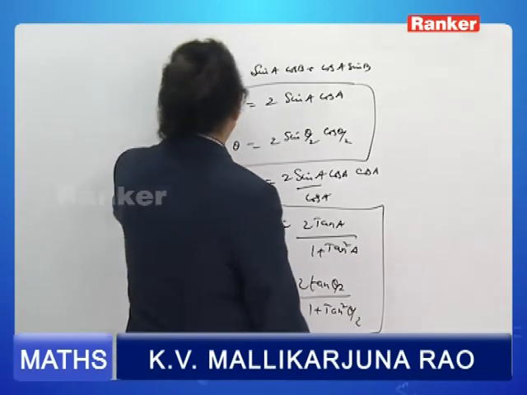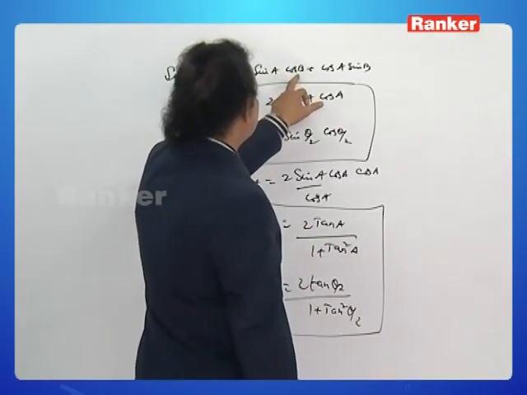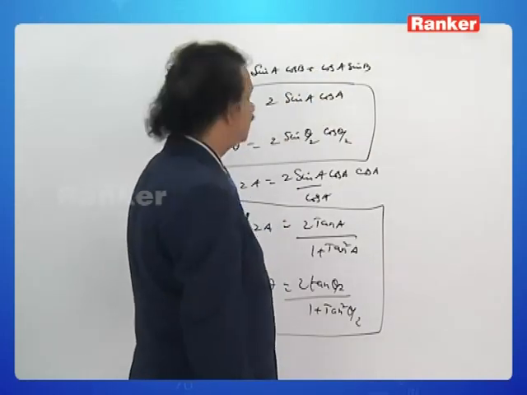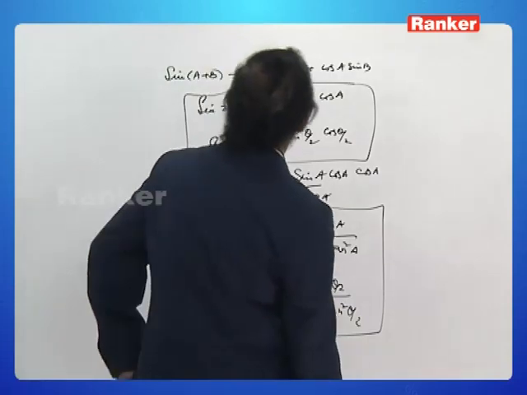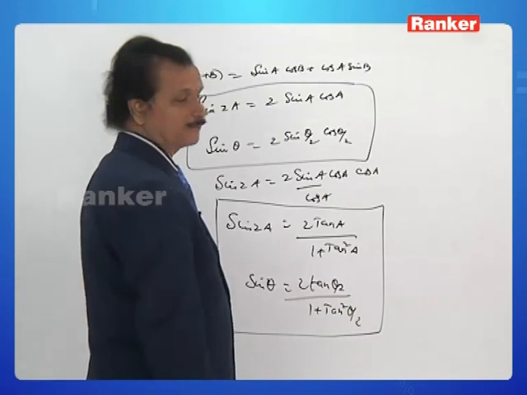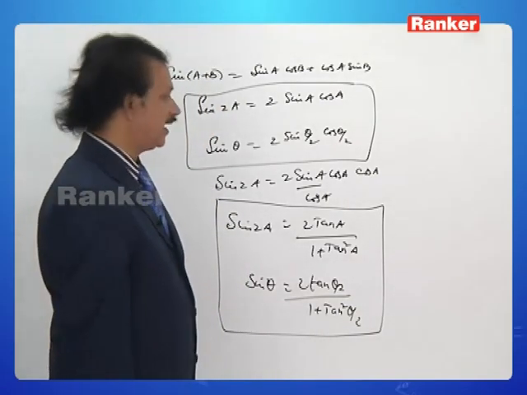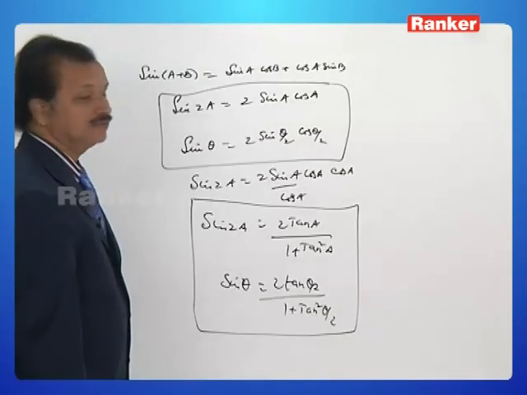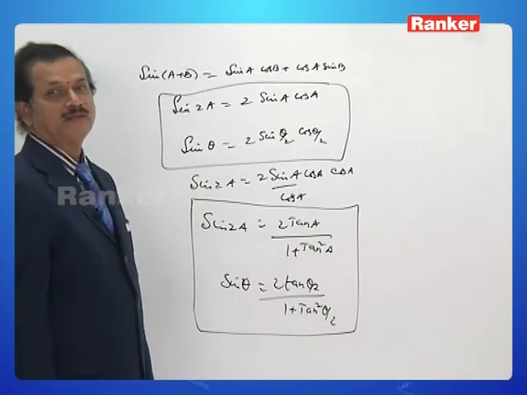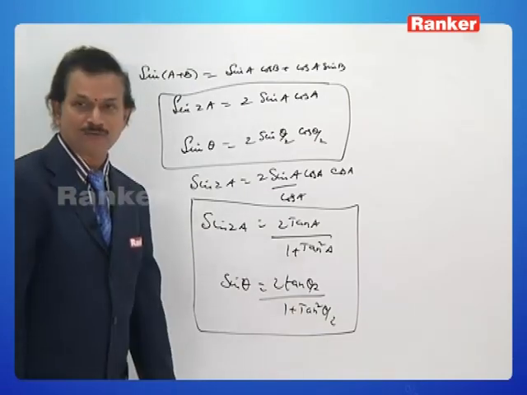Again, in the place of b, you write 2a. What happens? Sin a into cos 2a plus cos a into sin 2a. Isn't it? In the place of b, you have 2a. You can have sin 3a. Later on, we must be able to have cos 2a also. So we have had the formula for sin 2a and sin theta. You can be in a position to write sine theta in terms of tan theta by 2 also.